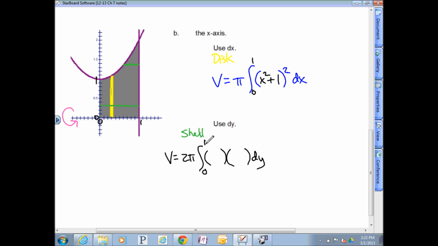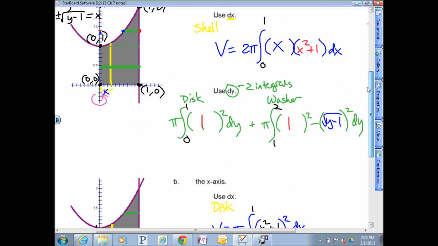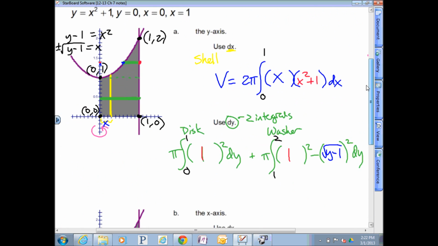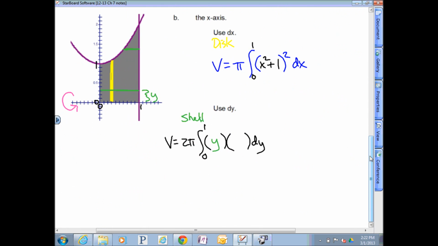What's my radius? My radius is the distance from this green thing down to the axis I'm revolving it around, which is a vertical distance using y's. So that radius is going to be y this time. And how long is that rectangle? Well, for the same reason that in this previous problem that distance was determined to be 1, it's still going to be 1. Again, the distance between here and here is always the same. It's going to be 1.